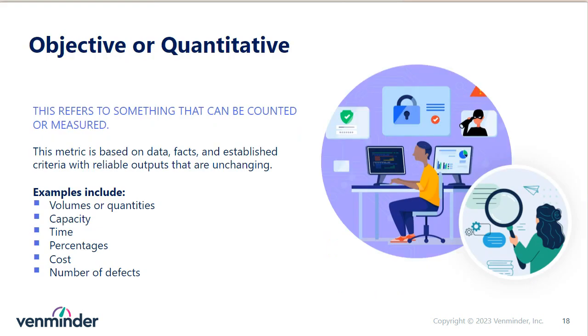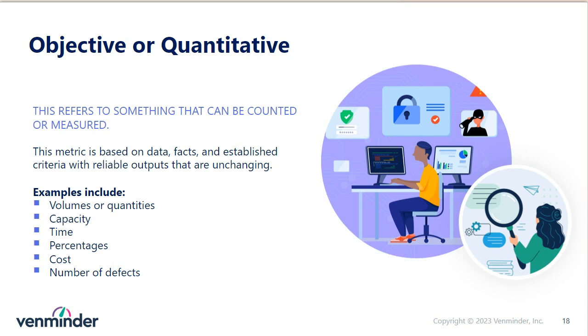Objective metrics are known as quantitative, which has the root word of quantity, meaning something that can be counted or measured. Examples are quantities, volumes, capacity, time, etc. And when it comes to measuring performance, objective or quantitative measurements should account for most of your metrics. Why? Well, because you can get a consistent and comparable metric that allows you to see performance over time or within a specific context. So this is like our apples to apples measurements.